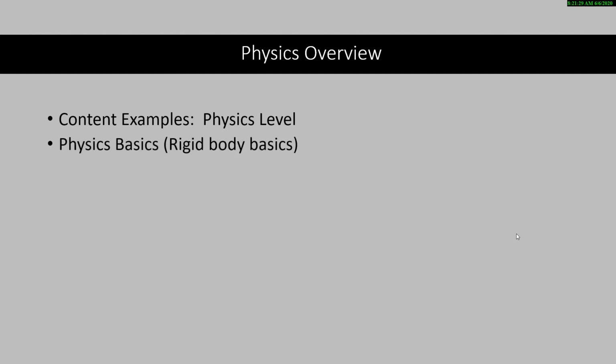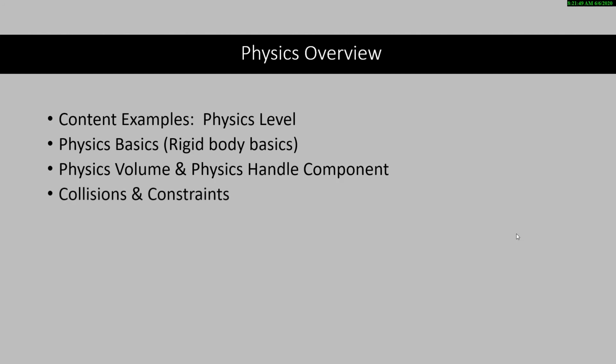All right, so let's just do a quick overview of where we're going in this chapter. We're going to go over the content examples as usual. We'll visually demonstrate where we're going to go. And then we're going to go over the physics basics, and we're going to focus on rigid body basics. We're not going to have a lot of deforming based objects as they simulate. Then we're going to go over the physics volume, and you'll see the physics handle component, which will allow you to click and pick up physics objects and swing them around.